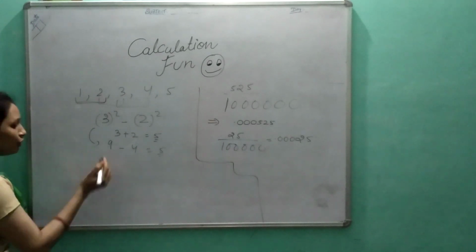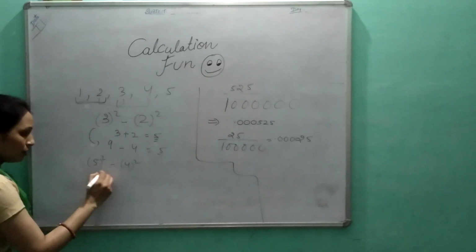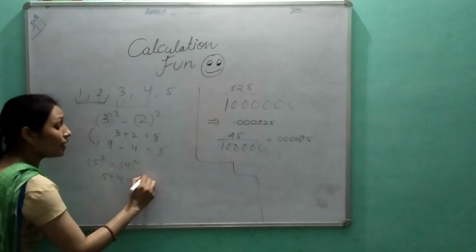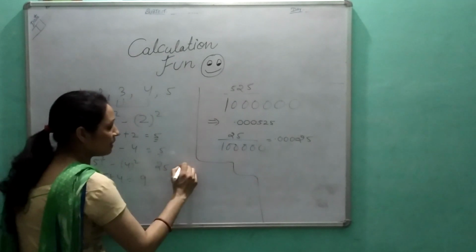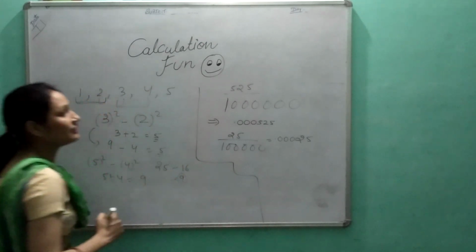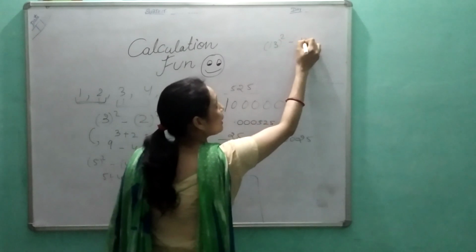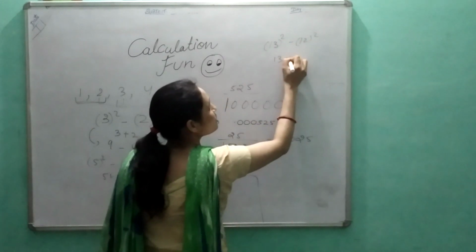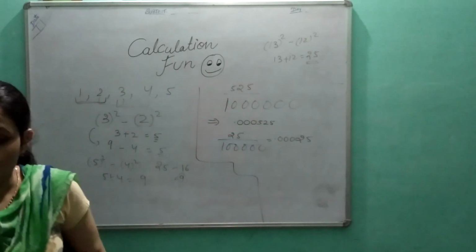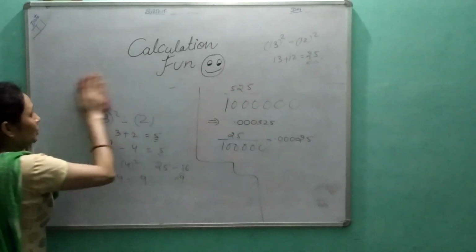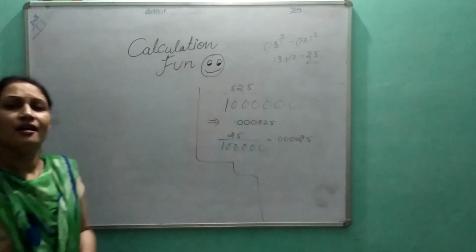Let's take another example, 5 squared minus 4 squared. The answer will be 5 plus 4 is equal to 9. The logic is simple: 5 5s are 25 and 4 4s are 16, so we have 9 here. We can take a larger number, 13 squared minus 12 squared. So 13 plus 12 we have 25. It is so simple.